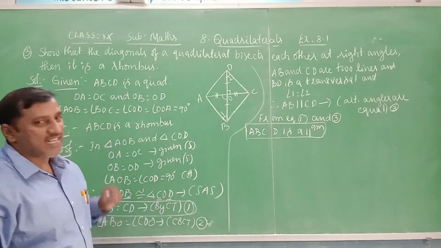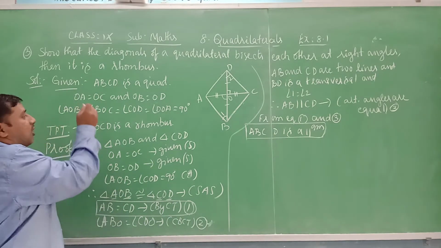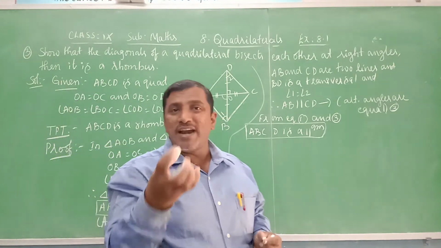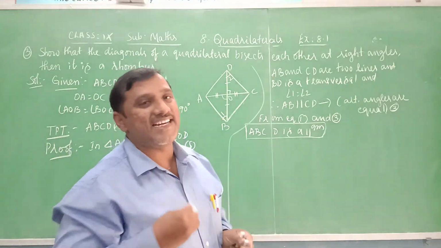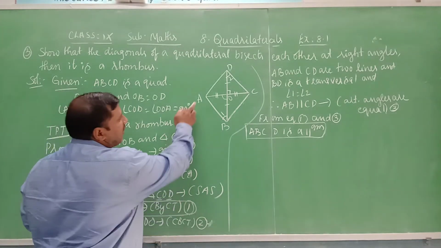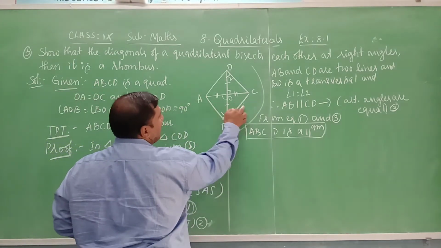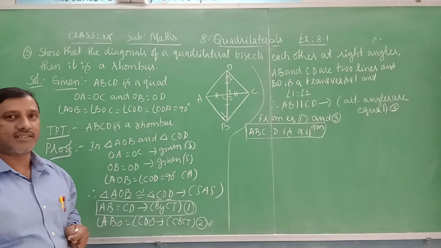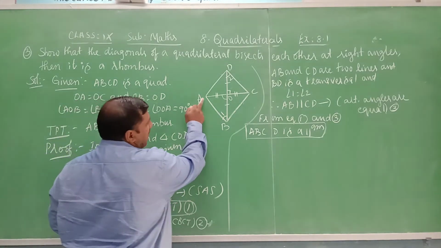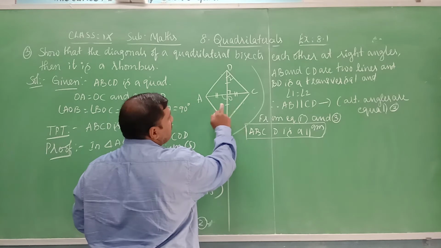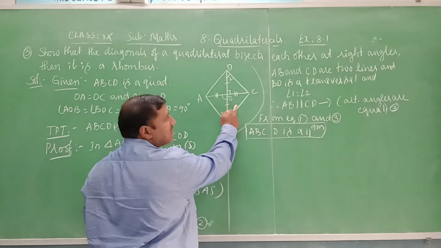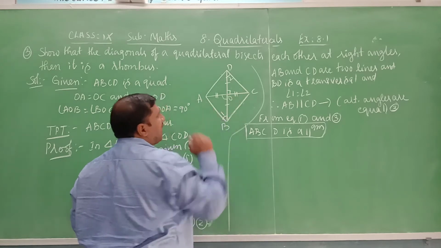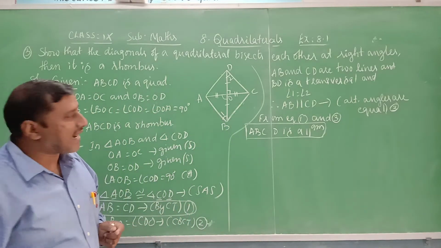Now we have proved it is a parallelogram. Finally, we have to prove it is a rhombus. So a parallelogram in which one pair of adjacent sides are equal. That is, if you prove AB and BC, these two sides are equal, then it is a rhombus. So to prove these two sides AB and BC, prove these two triangles are congruent triangles. Which triangles? Triangle AOB and triangle COB.